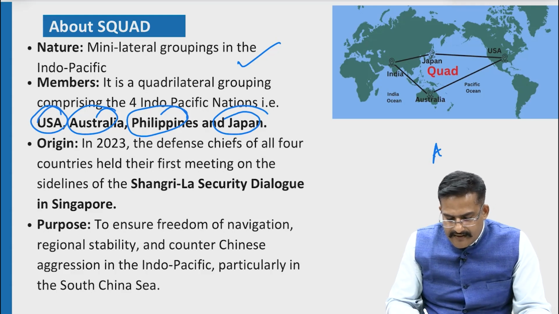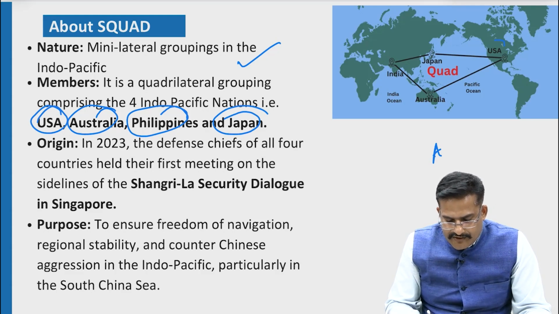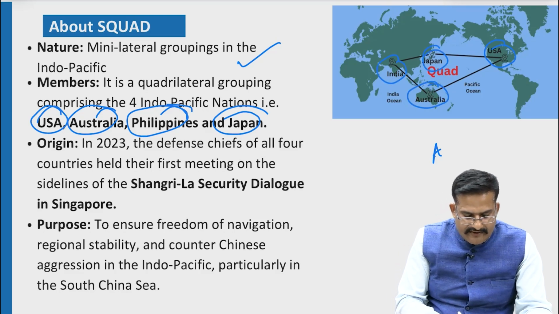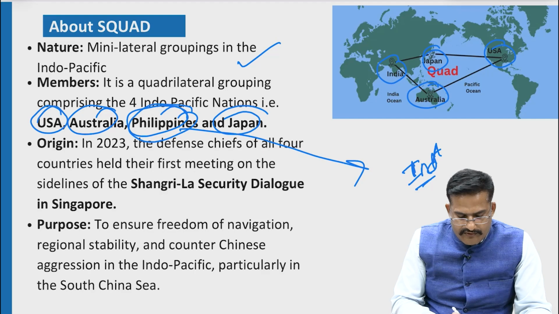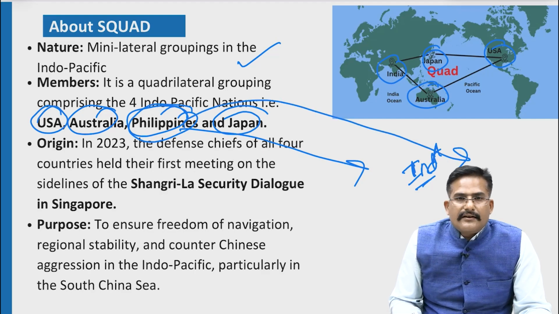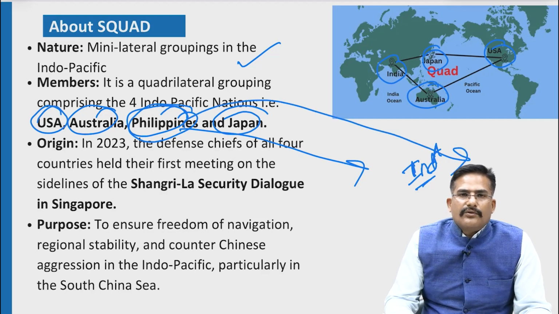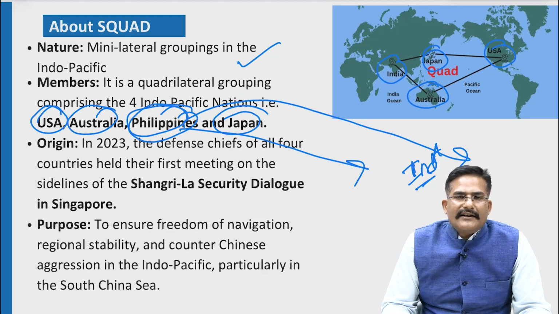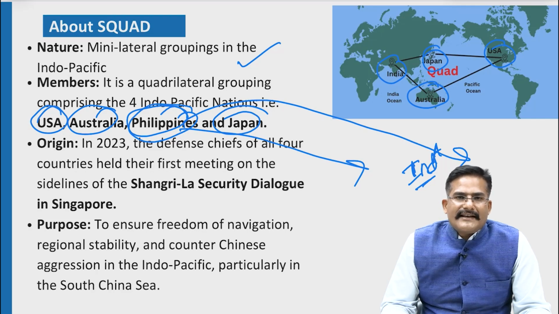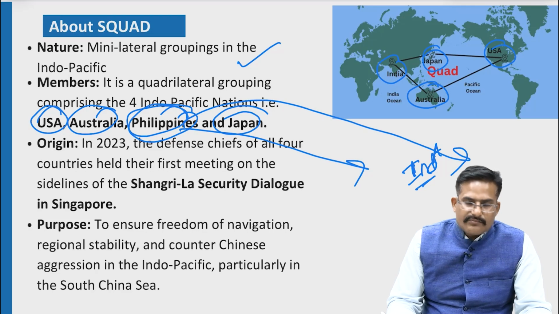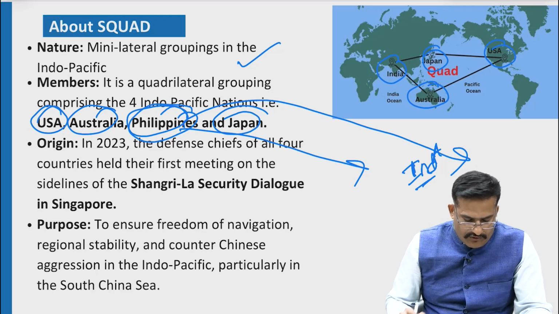Now you can see the members of the Quad: USA, Australia, India and Japan. Here it is the Philippines which is the odd one out, and in the Quad it is India. So that's why the Filipino government is requesting India to join the SQUAD. Now what is the nature of the Quad? It is not a military organization. However, in recent times, after Trump took the oath, he called it a military organization as well. So the status of the Quad is not clear as of now.